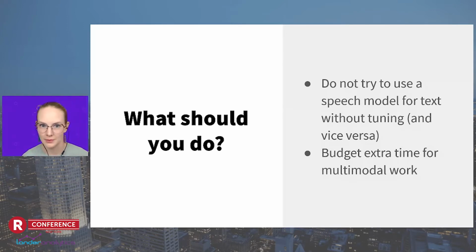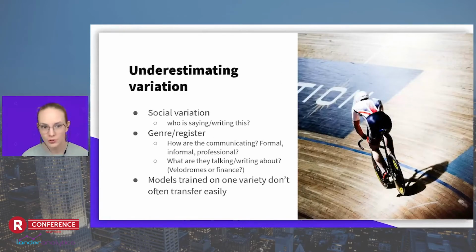So that's number one. Number two, underestimating the amount of variation in language. And the two types of variation that people run into most frequently are social variation, so who is saying or writing this language data that you're working with, who's produced it, and then genre and register. So how are they communicating? I'm going to talk more about both of these.